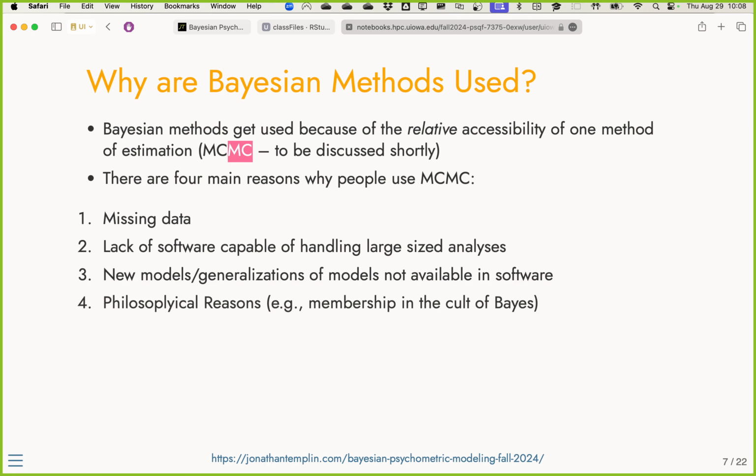And finally, the last reason: philosophical reasons. The philosophical reasons are the membership of the cult of Bayes, right? That you really believe that prior belief is important in analyses, want to quantify it, want to get a better sense of uncertainty. For me, part of my membership in the cult, I'll just admit I'm a full-fledged member these days, is I love the quantification of uncertainty in the posterior distribution.